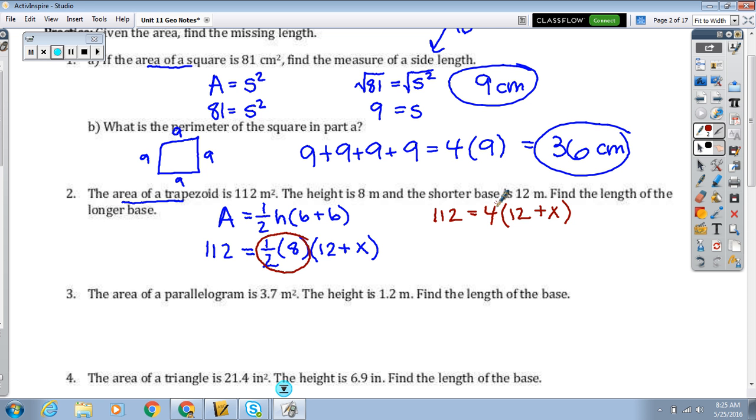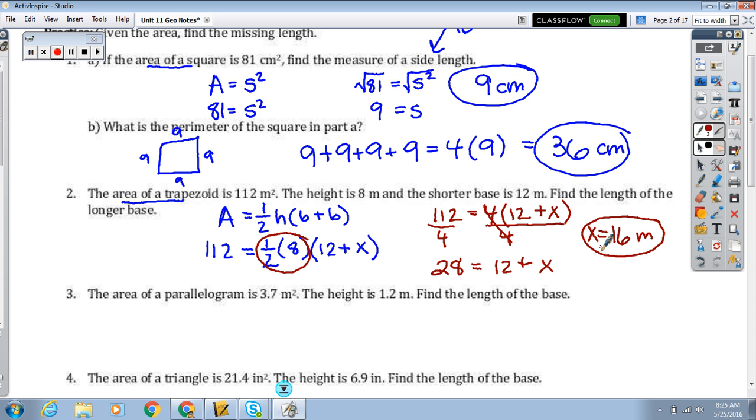Now, a lot of you might be tempted to use the distributive property, and that would be fine. But my goal is to get stuff away from this X, not put more stuff next to it. Distributive property would give me a 4X. So actually what I'm going to do is divide both sides by 4. And 112 divided by 4 is 28. So now I've got 28 equals 12 plus X. That's one of the fun, easy problems that we love. When I subtract 12 from both sides, I would get that X is 16 meters.